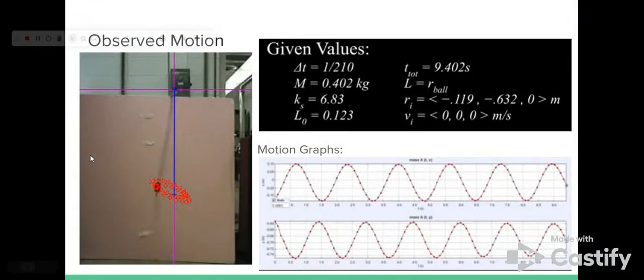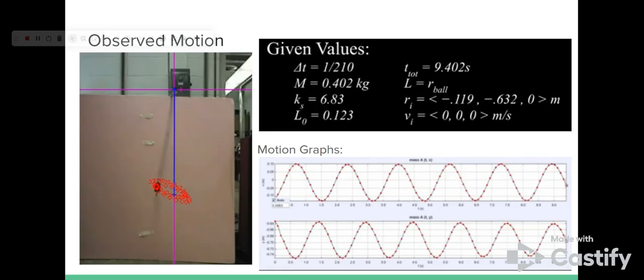Here's a look at our observed motion from the tracker. The given values were found in the pre-lecture videos, and each has an equation. For example, delta t was essential because it's the frames per second of the video. The mass of the object was weighed. The ks was found through the spring equation, and the same with the kn. We also found these motion graphs on the bottom, which I'll talk about in a second.